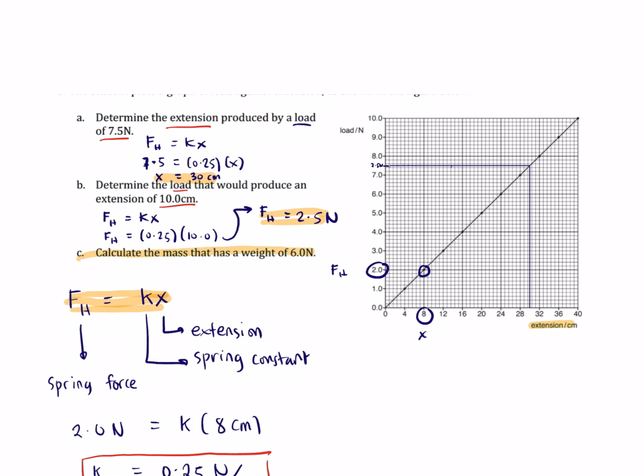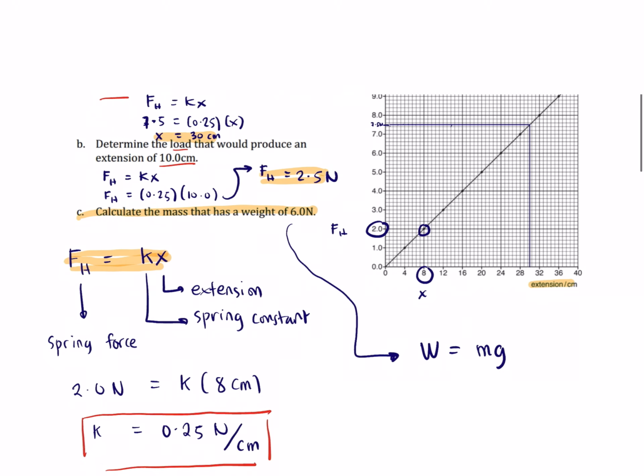And now for part C, let us write our solution. This part here: calculate the mass that has a weight of 6 newtons. So remember that weight is just equal to mg. So if the weight of the object is 6 newtons, that is equal to the mass, which is what we need to solve for, multiplied by g, which is 9.8 meters per second squared. So therefore the mass of the object would be 6 divided by 9.8, 0.61 kilogram, or approximately equal to 0.6 kilograms.